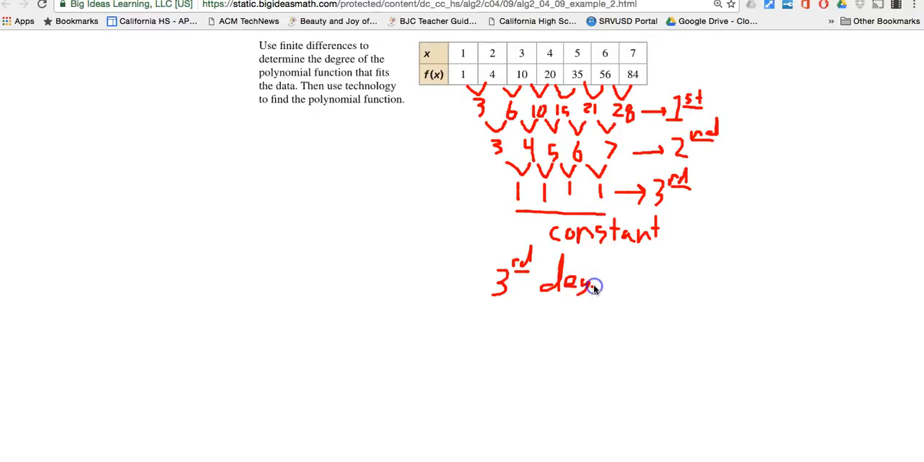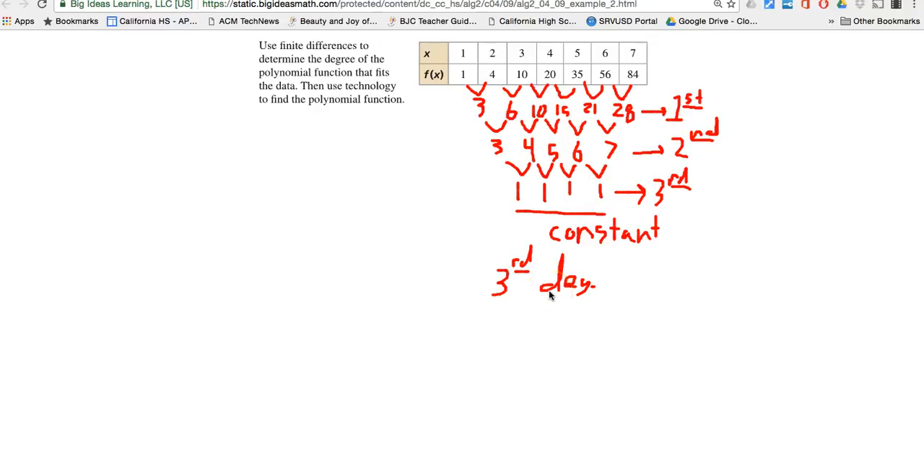We've taken some data points, and just by repeatedly finding the differences between the y values over and over again, once we get to the point where it's a constant difference, then we know what degree it is. Now, if these values weren't constant and we took the next set of differences, the fourth differences, and those were constant, then this would be a fourth degree.